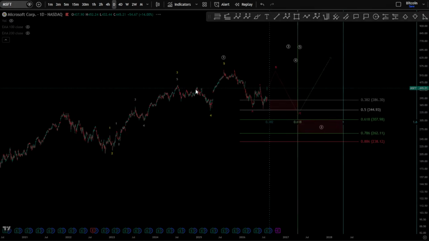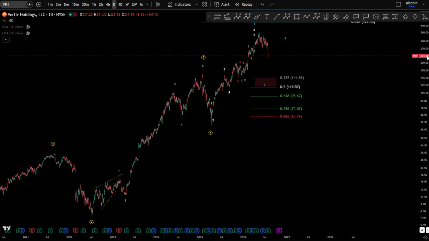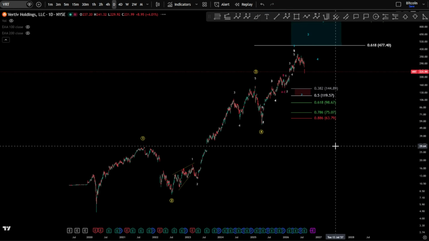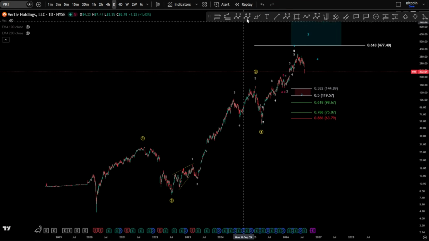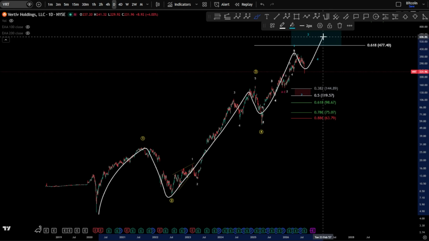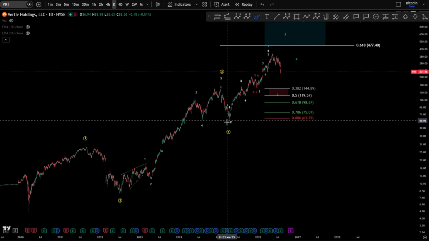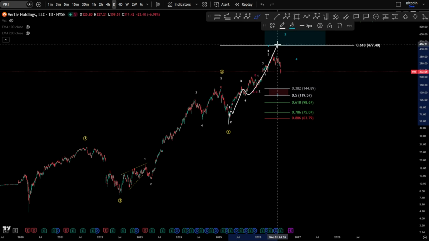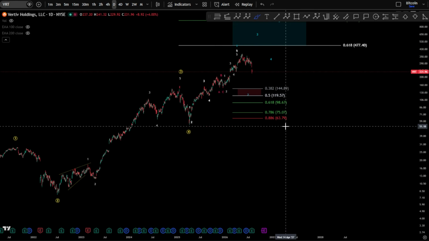VRT, Vertiv Holding. All right. We saw this before. Great. So for the daily, yes, we are in a nice impulse toward the upside. It's a nice chart. We're looking, of course, for a direction upward. This is my best scenarios and best charts. But basically, we have finished, guys, here.